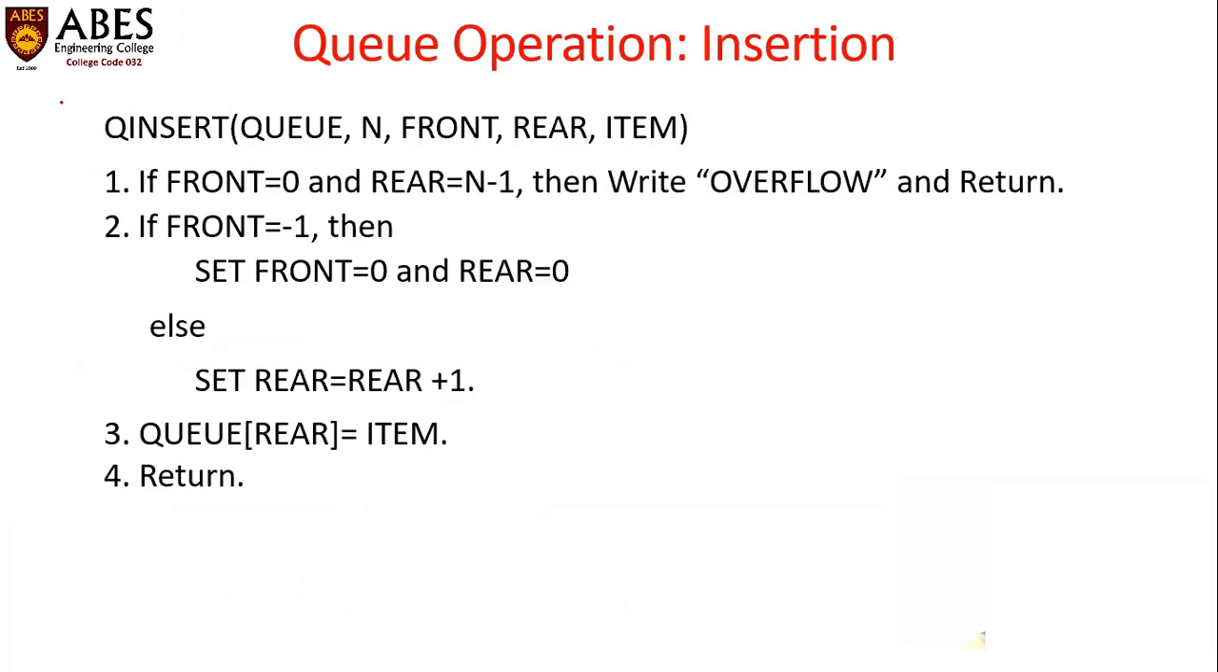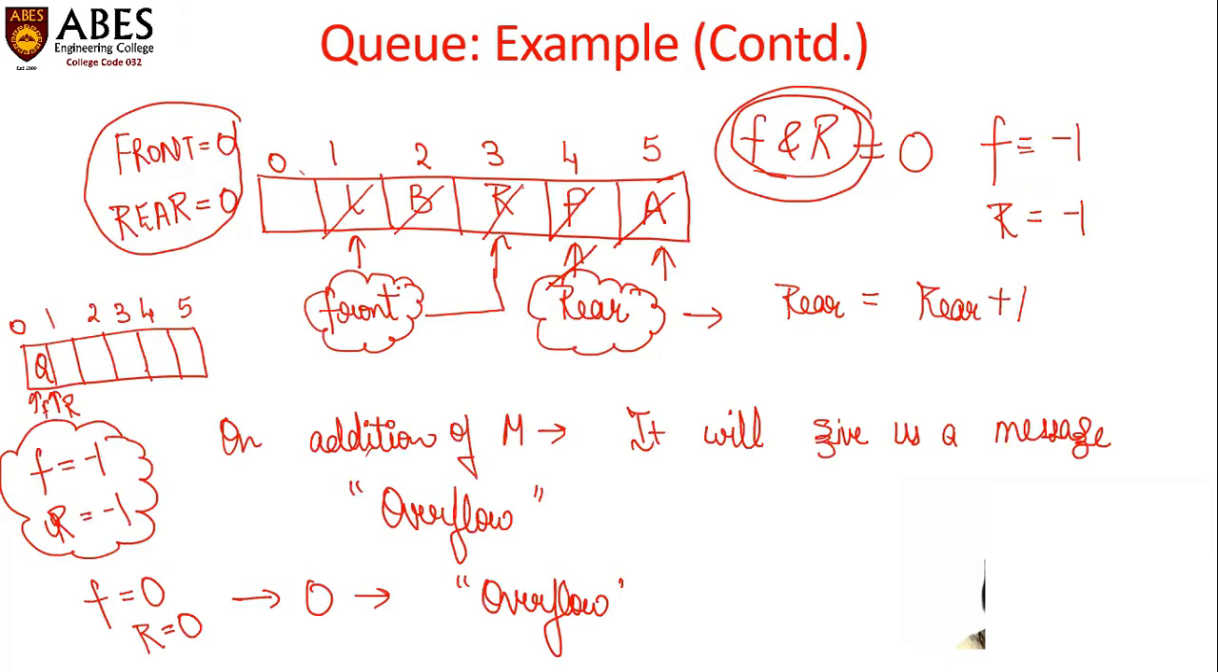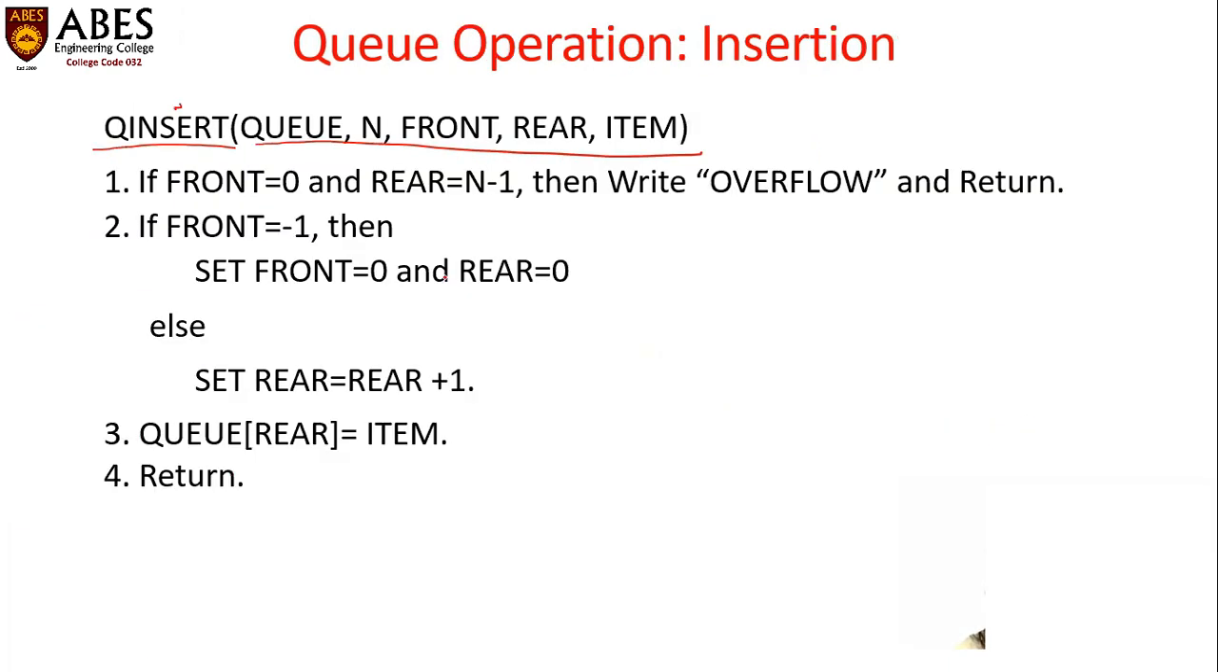Okay. As we know, we can perform two operations on Q, insertion and deletion. Let us see the pseudocode of Q insertion. These elements will be given to us. Q, number of elements, front end, position, rear end, item. Which item needs to be inserted inside a Q. Okay. We have explained all these concepts through the last example. Now we will see the pseudocode of it.